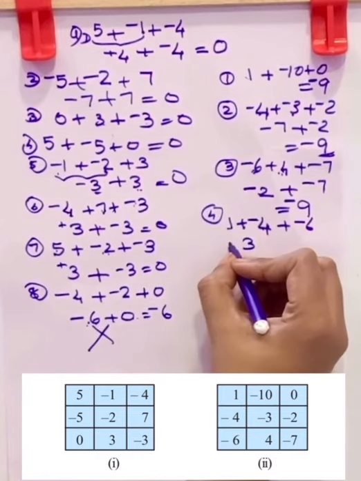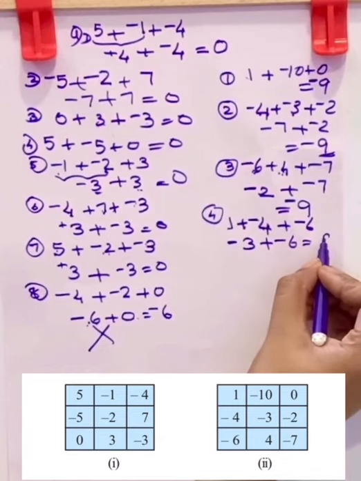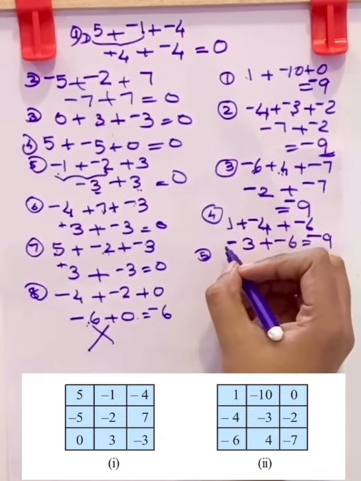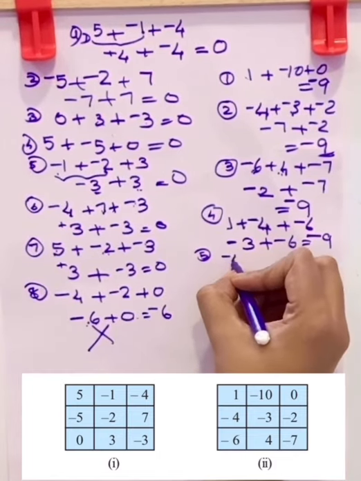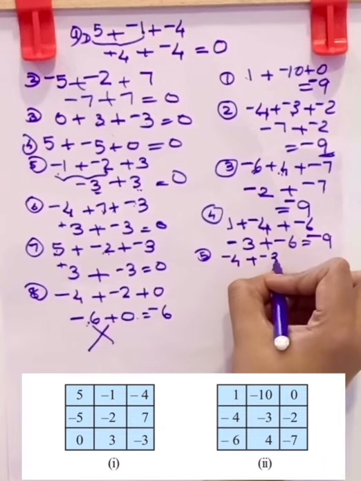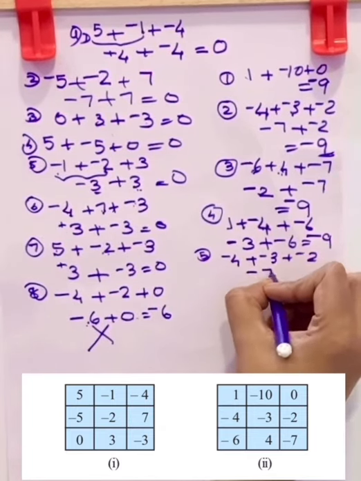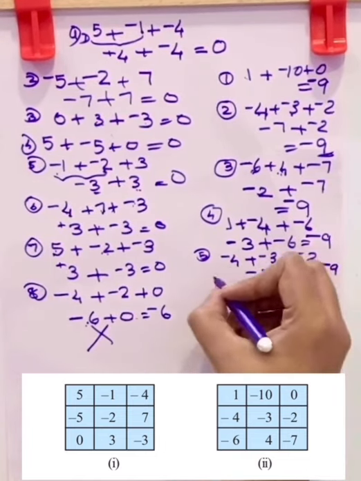Now bigger number sign, minus 3 plus minus 6 is equal to 9 and negative sign. Now next column, minus 4 plus minus 3 plus minus 2. Minus 4 plus minus 3, minus 7 plus minus 2, minus 9.